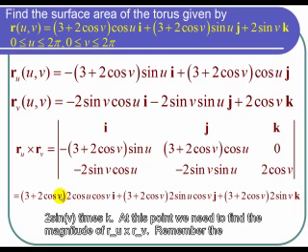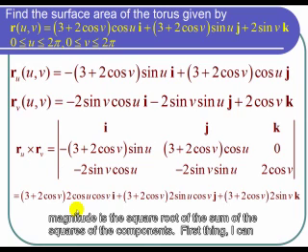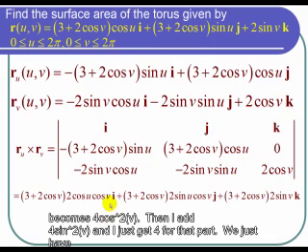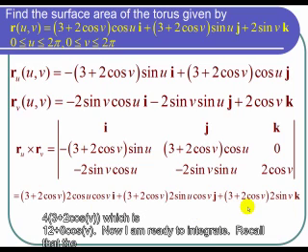So at this point, we need to find the magnitude of r_u cross r_v. And remember, the magnitude is the square root of the sum of the squares of the components. So first thing, I can factor out a 3 plus 2 cosine v, and I'm left with 4 cosine squared u cosine squared v plus 4 sine squared u cosine squared v, and that just becomes 4 cosine squared v, and then I add 4 sine squared v, and I just get 4 for that part. So we just have 4 times 3 plus 2 cosine v, which is 12 plus 8 cosine of v.